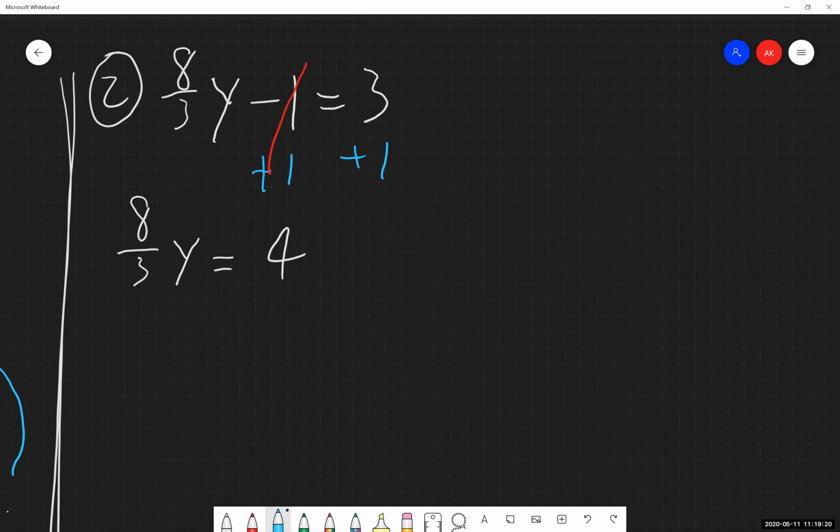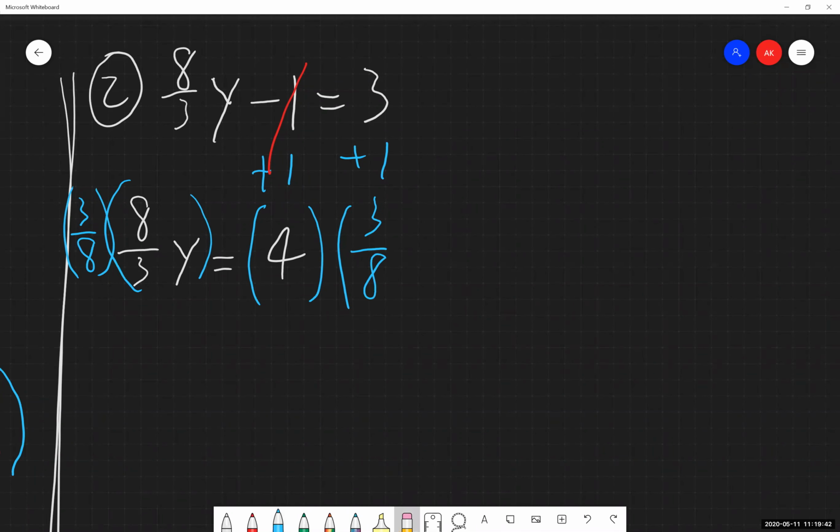And again, I don't want to divide by a fraction. I'm going to multiply both sides by the inverse of that fraction to have the fractions cancel out. So I multiply the left side by 3/8. I multiply the right side by 3/8.